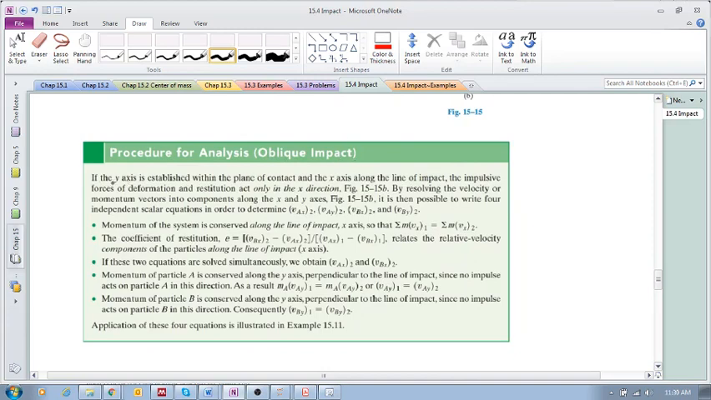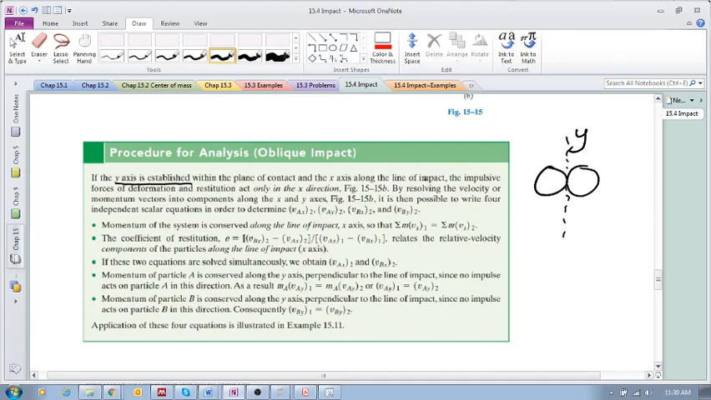We need to first establish the y-axis. The y-axis is just, if you've got two particles colliding, oh dear. Okay, but you get the idea, right? One day I'll get a better tablet. So that's the y-axis. It is the plane of contact, okay? Now listen.